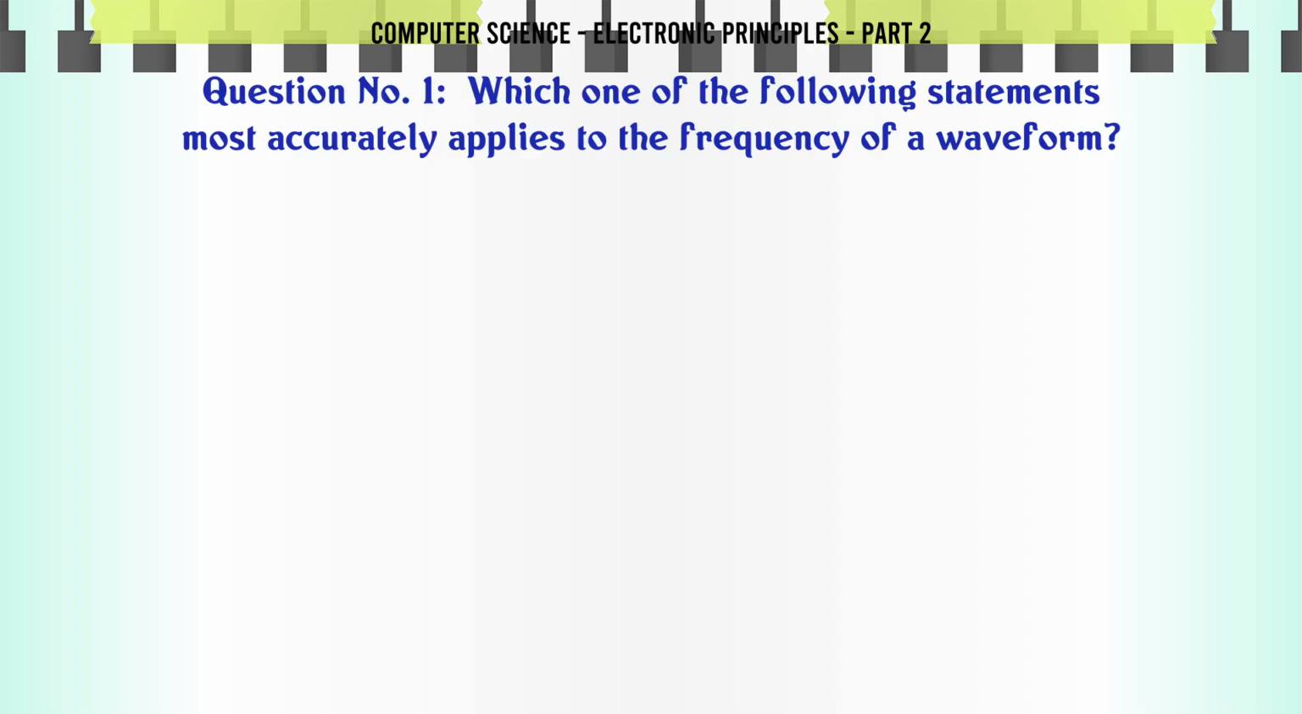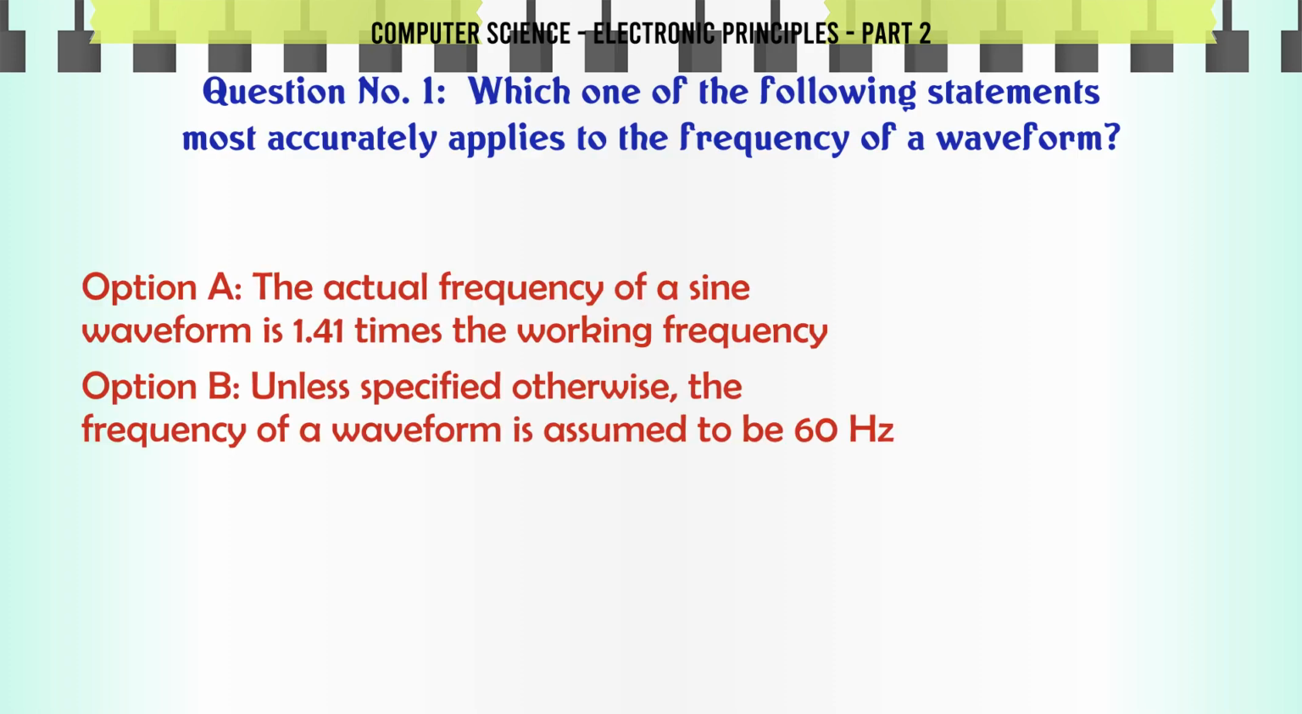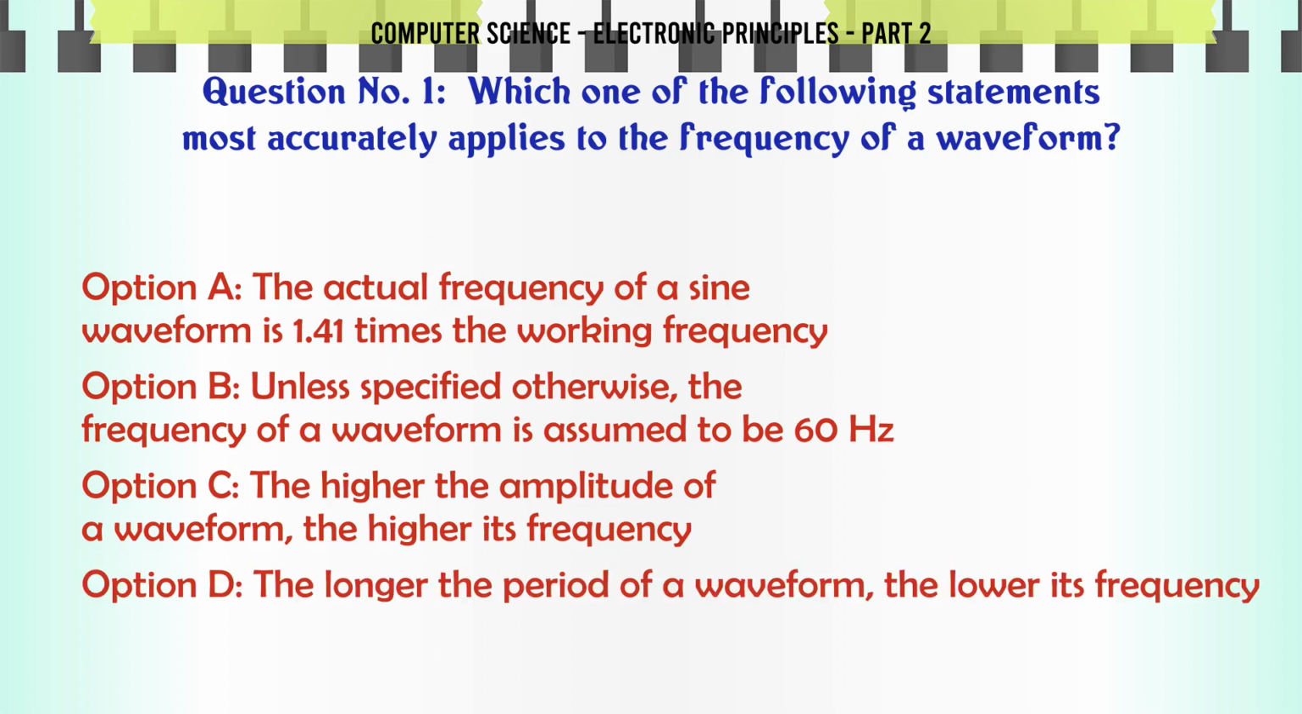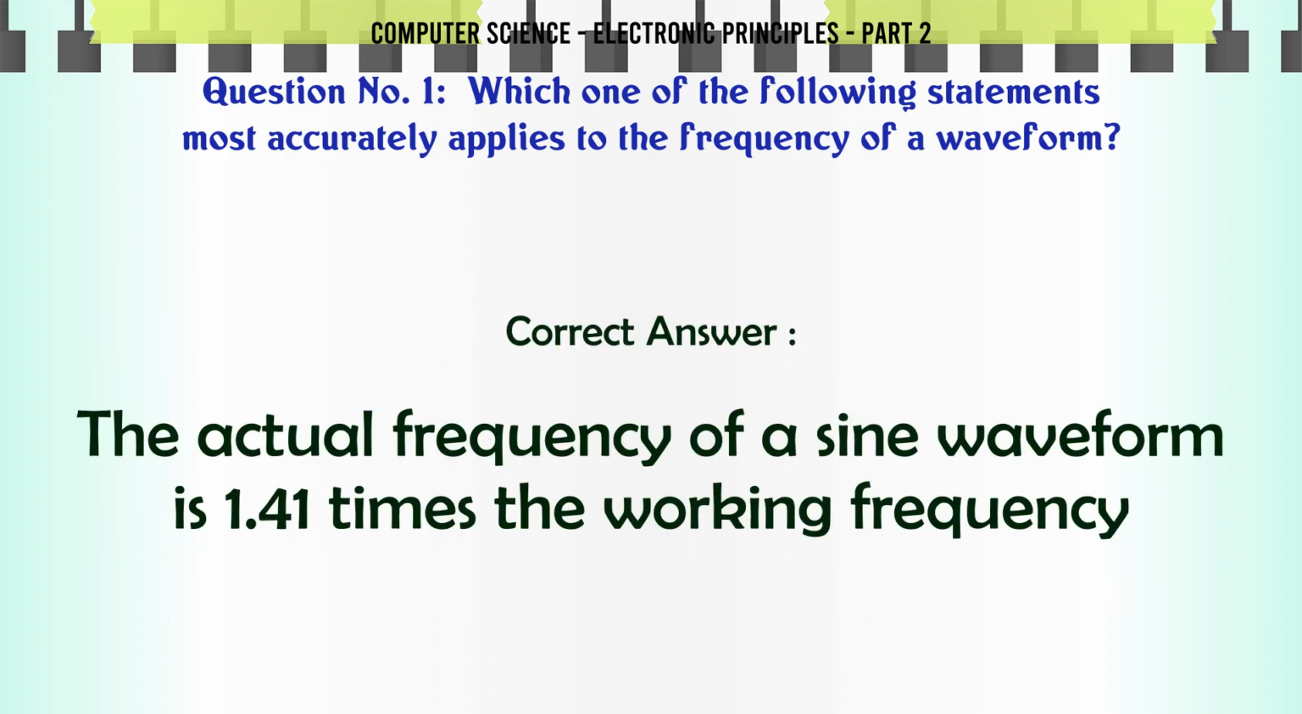Which one of the following statements most accurately applies to the frequency of a waveform? A. The actual frequency of a sine waveform is 1.41 times the working frequency. B. Unless specified otherwise, the frequency of a waveform is assumed to be 60 Hz. C. The higher the amplitude of a waveform, the higher its frequency. D. The longer the period of a waveform, the lower its frequency. The correct answer is the actual frequency of a sine waveform is 1.41 times the working frequency.